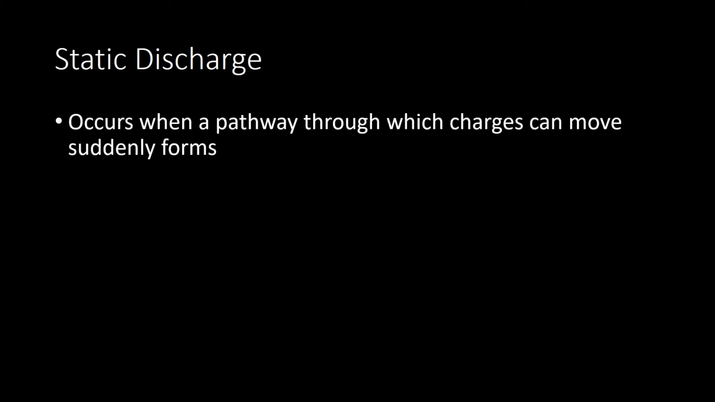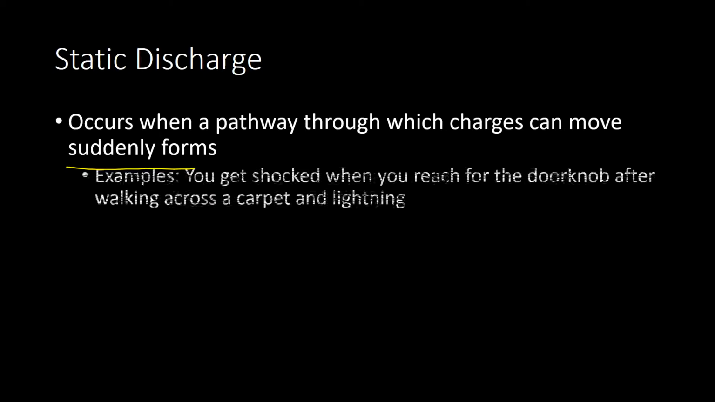The last thing is static discharge. Static discharge occurs when the pathway that allows charge to flow forms suddenly. Sudden is a key word here because if it's done on purpose, that's a circuit. So example again is getting shocked when you walk across the carpet, or lightning. So that's kind of our summary for our introduction to electricity.